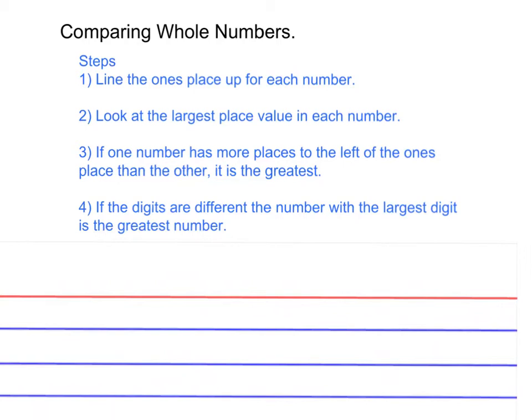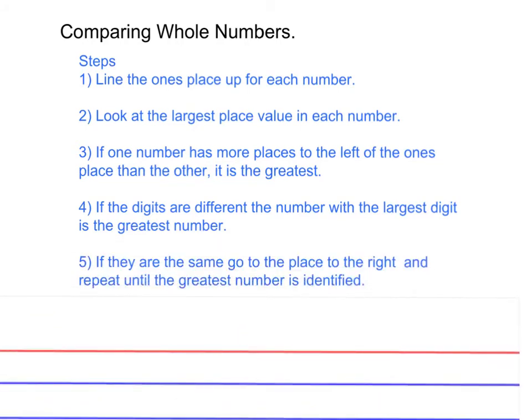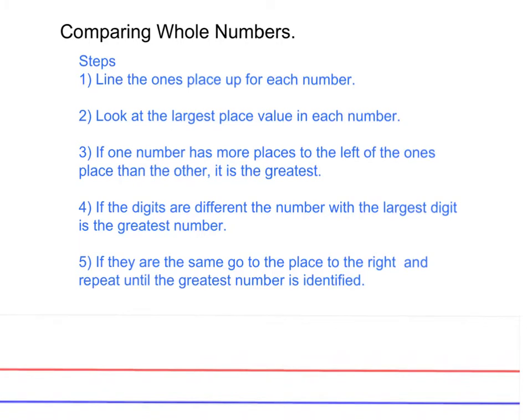If the numbers have the same number of digits, then you look to see if the digits are different, and the one with the largest digit is the greatest number. If they are the same, you start at the farthest number to the left. If they are the same, then you keep going to the right until you find the greatest number, which will be the one where there's a place value that has a larger number than the other one. So let's take a look at how this actually works.